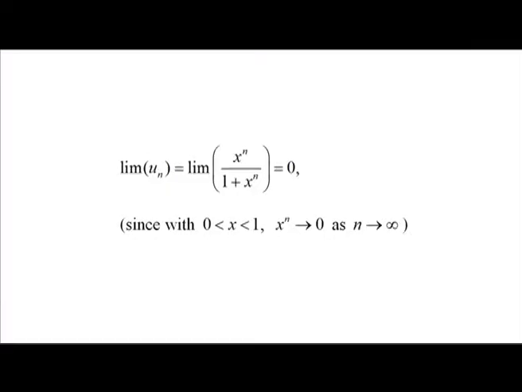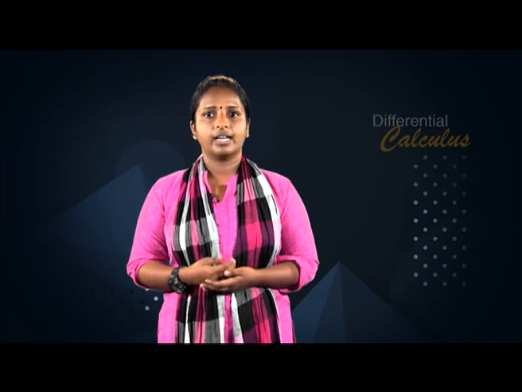Since x is positive and less than 1, u_n minus u_{n+1} is greater than 0. Hence, u_{n+1} is less than u_n for all n. Also, the limit of u_n equals the limit of x^n upon 1 plus x^n, which is equal to 0, since with 0 less than x less than 1, x^n converges to 0 as n approaches infinity. Hence, all the conditions of Leibniz test are satisfied and the series is convergent.